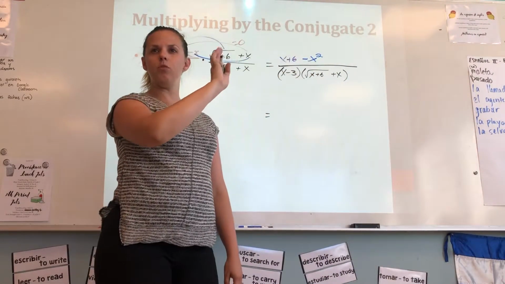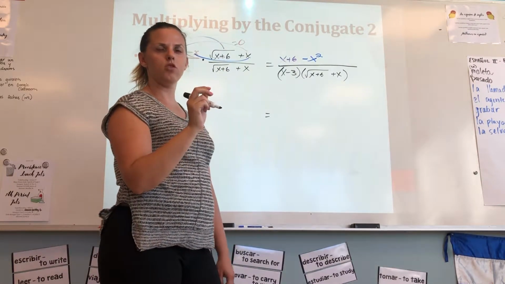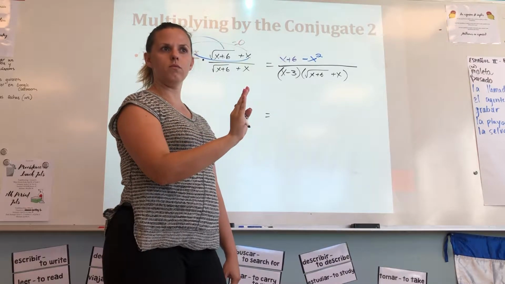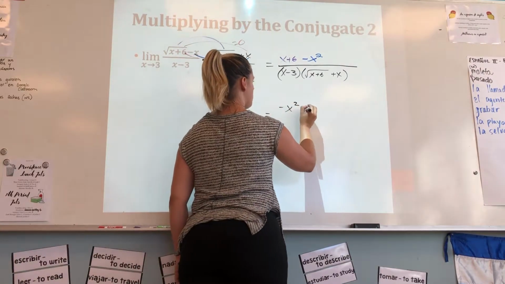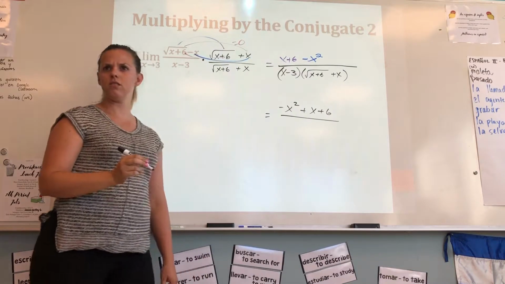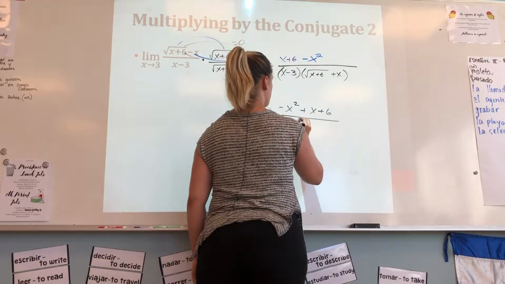Should we clean up the numerator? What are we thinking? Just do the squared term, put it in descending order by exponent. Negative x squared plus x plus 6. How's that? X minus 3.